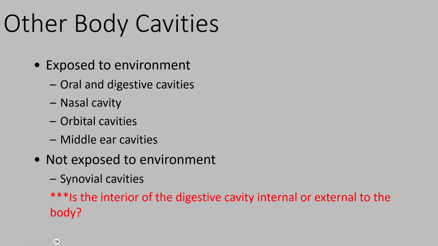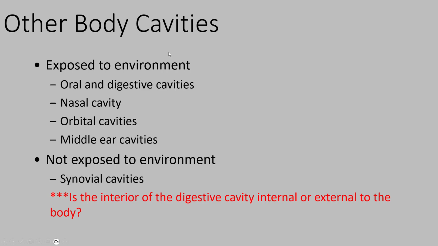So we've talked about the ventral and the dorsal body cavities and the smaller cavities found within each of them. We've talked about the organs and the membranes found within each of them and how they're separated off from the environment. But there are other body cavities. There's some small body cavities all around our body. Some of them are exposed to the environment, some of them are not. So let's look at some of the small body cavities that are exposed to the environment.